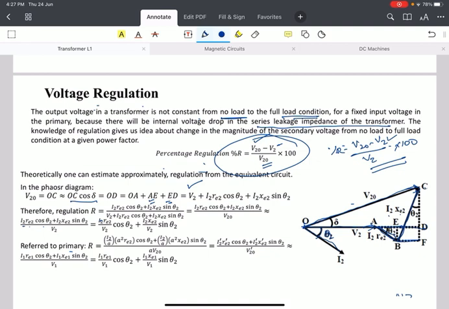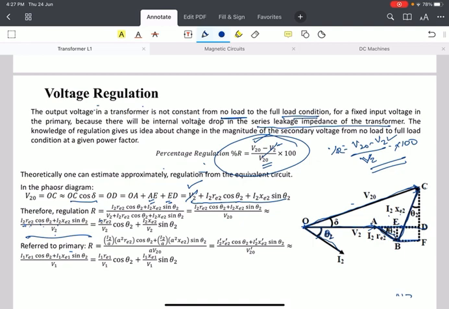So we can have OA plus AE plus ED is equal to OD, which is V20, and we have V2 plus I2R2 cos theta 2 plus I2X2 sin theta 2. We are considering the percentage regulation with respect to full load voltage, divided by V2. Here we can directly come by substituting for this value. We have V20 minus V2, and this V2 will get cancelled. We have I2R2 into cos theta 2 plus I2X2 into sin theta 2 divided by V2.